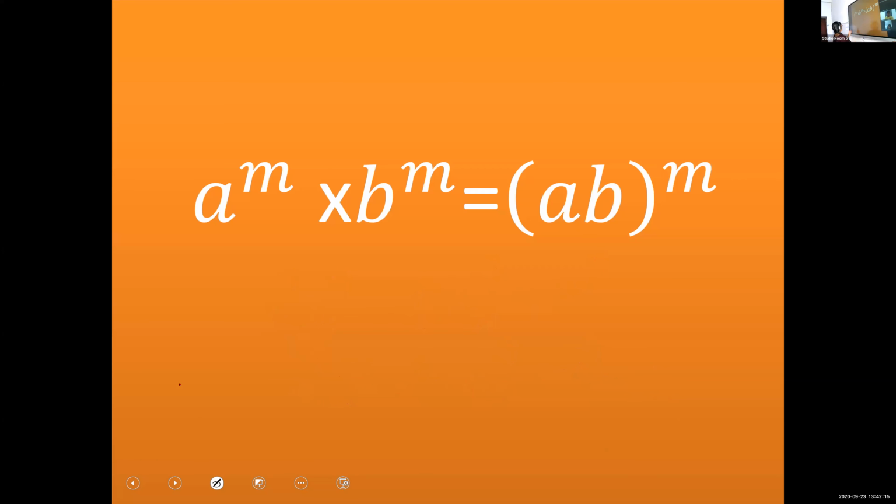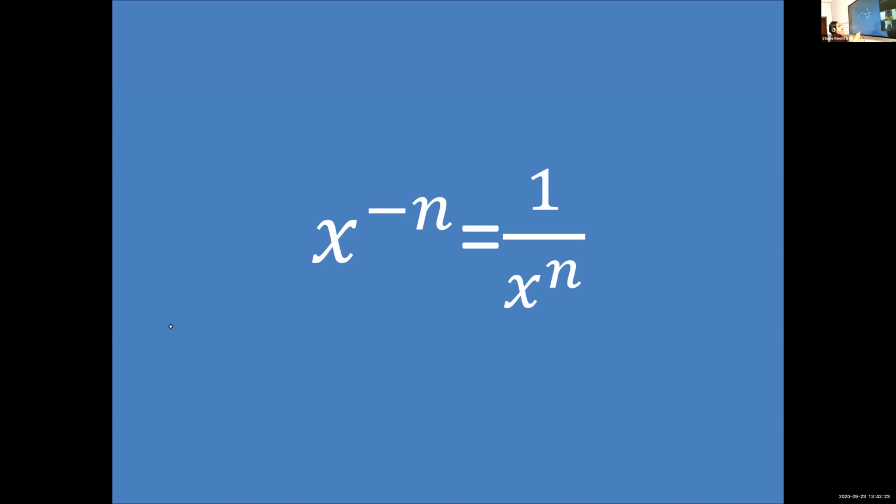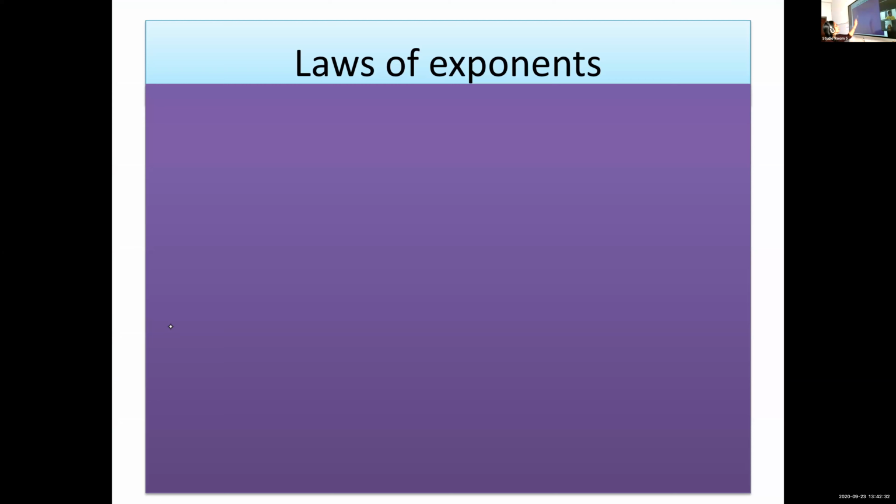Now this one we have already explained. x raised to negative n is equal to 1 by x raised to n. Once again, the laws of exponents are, first one, Advait.